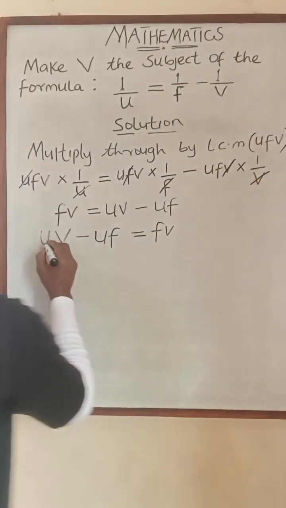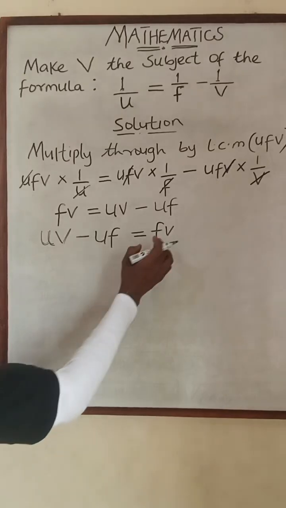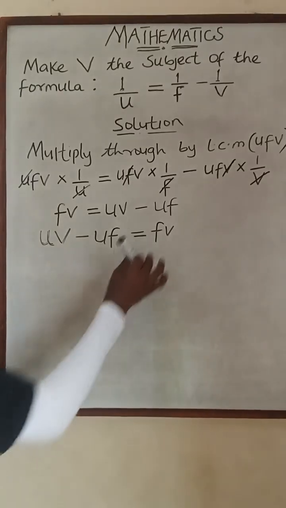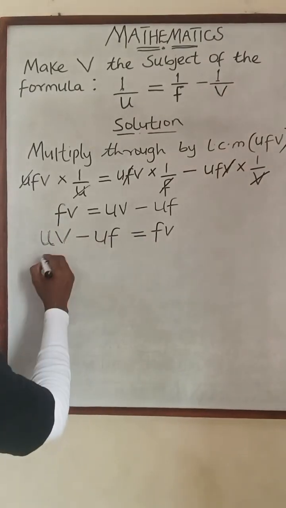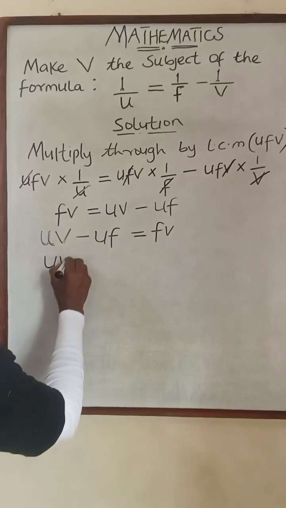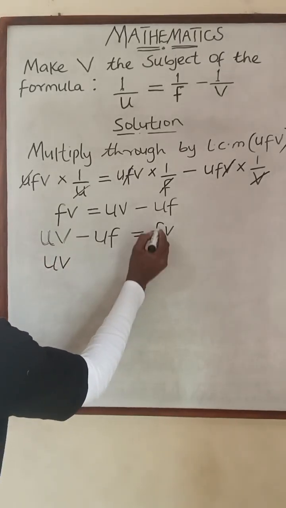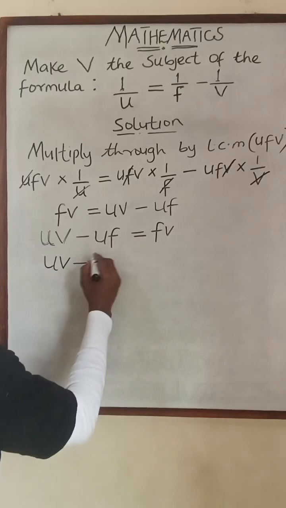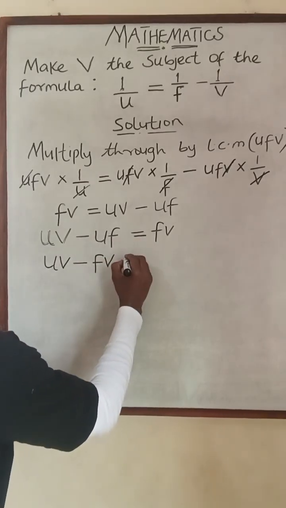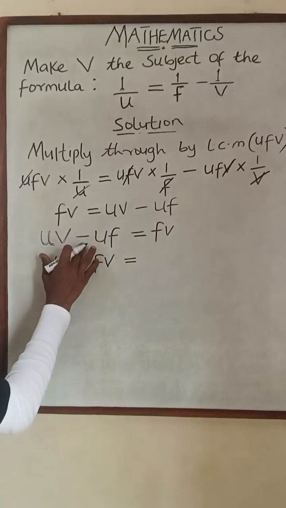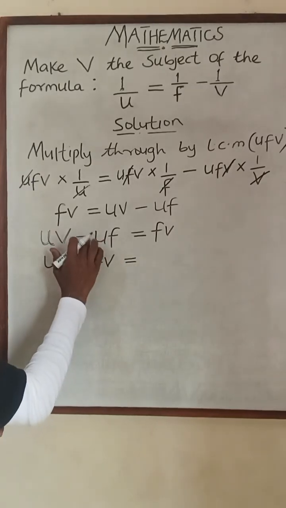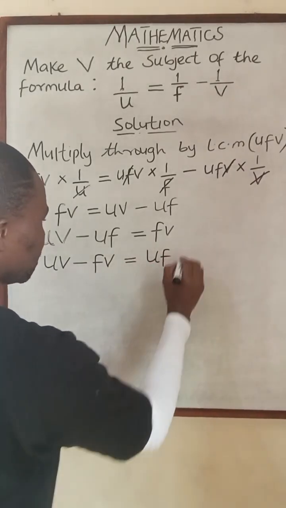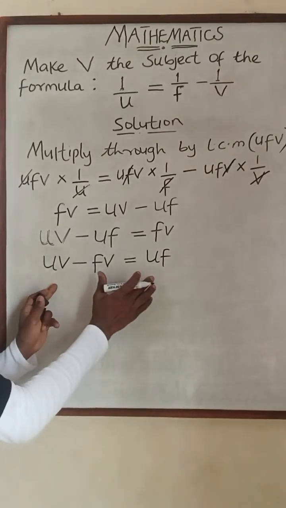Now, what do we do from here? So we find a way of bringing this over here. So we say this is UV, this is positive FV. So when it comes over here, it turns to negative FV. Now equals to, now this is negative UF. So when negative UF comes over here, it turns to what? Positive UF. Yes, this is exactly what we are going to get.